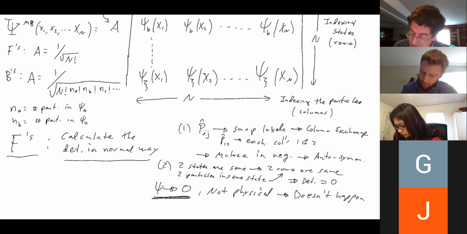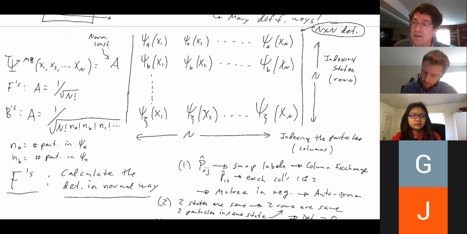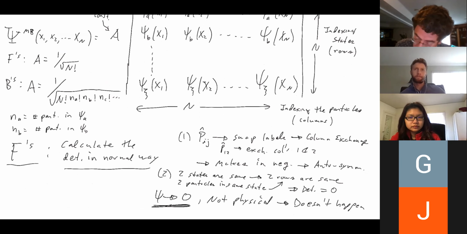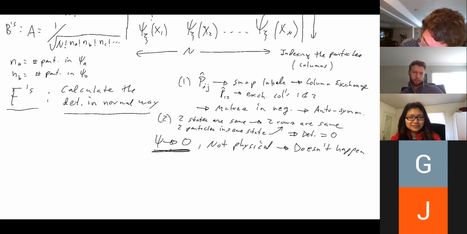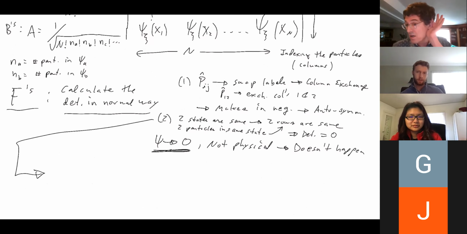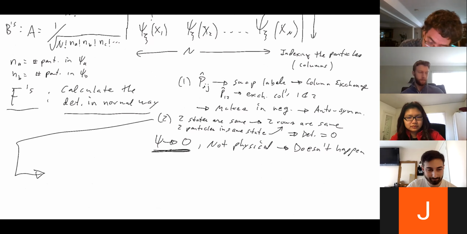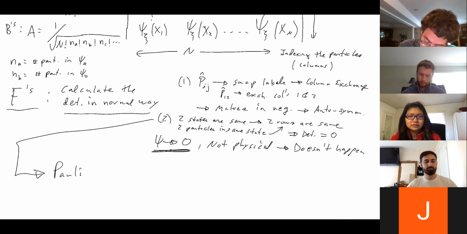And you can see that immediately from this Slater determinant. It just jumps right out at you. And so what do we call that? We have a name for that. What? Pauli exclusion? Exactly. That is the Pauli exclusion principle.